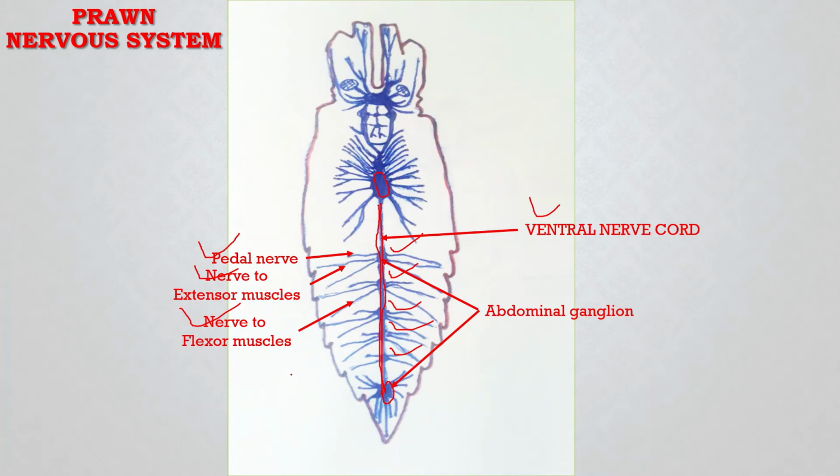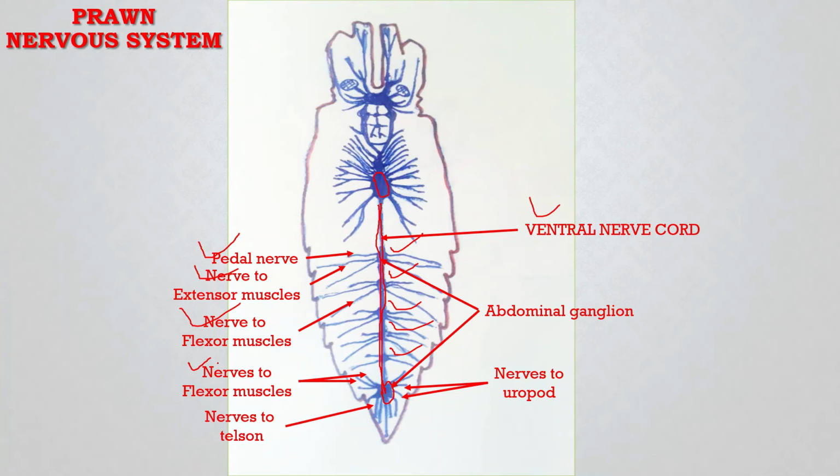And from the last, the sixth abdominal ganglion, some nerves arise. First 2 go to the flexor muscles, so called nerves to the flexor muscles. Again 2 are nerves to the uropods, and 2 nerves go to the telson, and a single median nerve goes to the hindgut. The sixth abdominal ganglion is much larger compared to the other 5 abdominal ganglia.